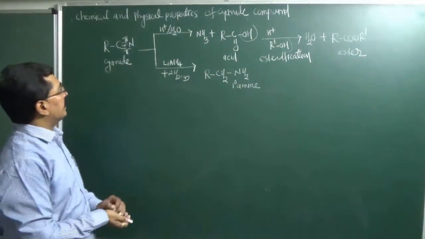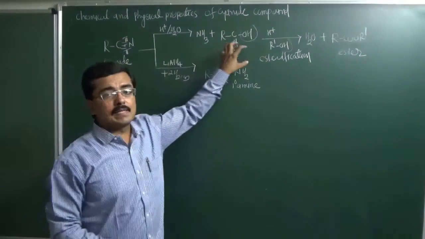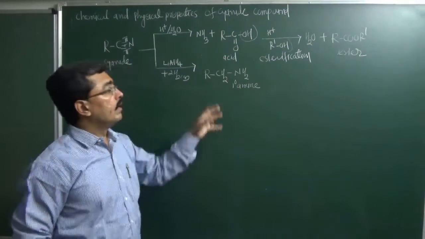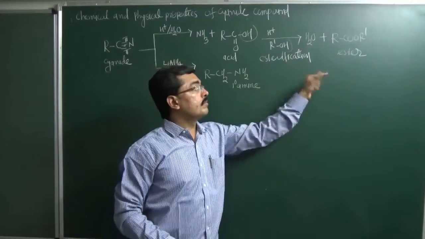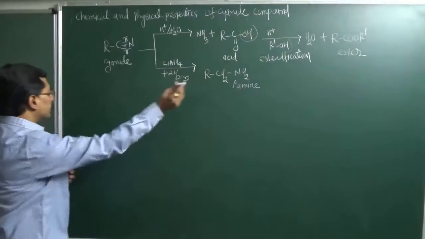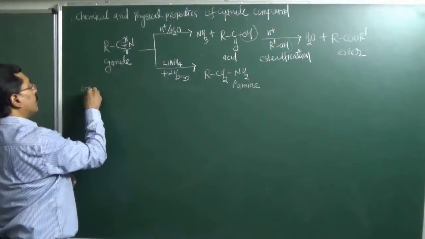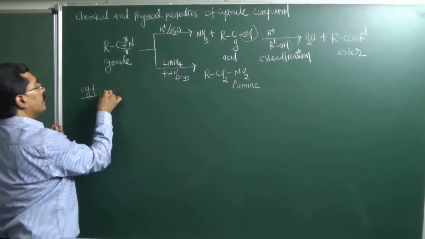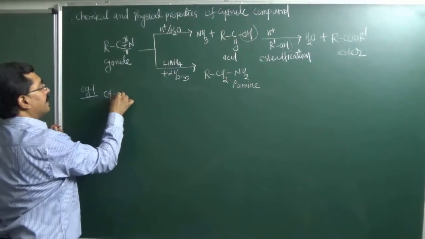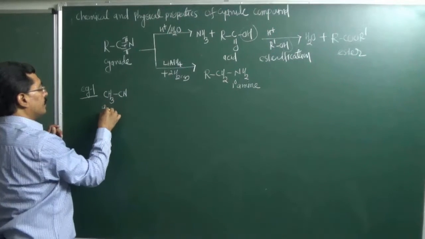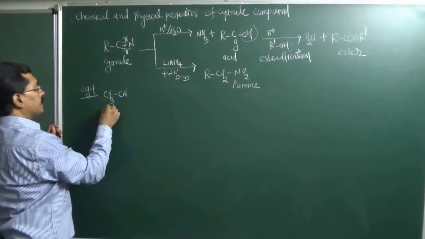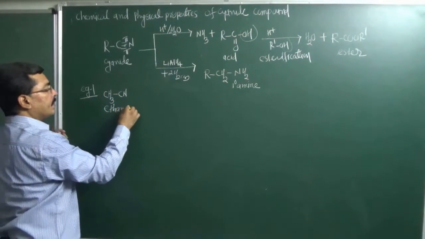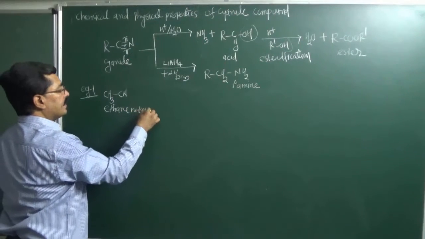Now we have discussed that cyanide on hydrolysis gives us an acid, and the byproduct will be ammonia, which on further reaction with the alcohol produces an ester. So now suppose I am giving you a problem or example based on this. Suppose I have taken acetonitrile. This structure is known as acetonitrile, or the IUPAC name of acetonitrile is nothing but ethane nitrile.